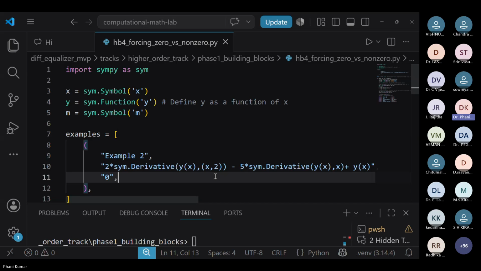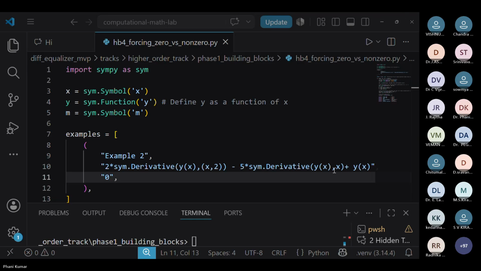This y of x, what is this y of x? We already defined a function y. That y is a function with respect to x, comma x comma 2 derivative means d square y by dx square. That means the differentiation of y with respect to x 2 times is what it represents. So again I am taking here sim.derivative of y of x comma x. What does it represent? Sim.derivative y of x comma x means y of x comma, here we can write x comma 1 also.